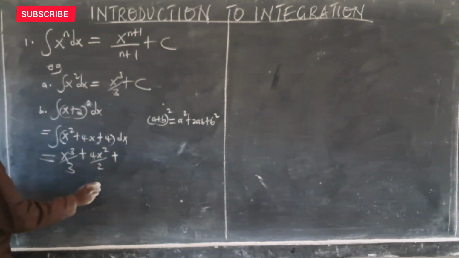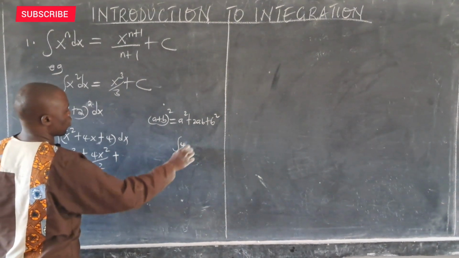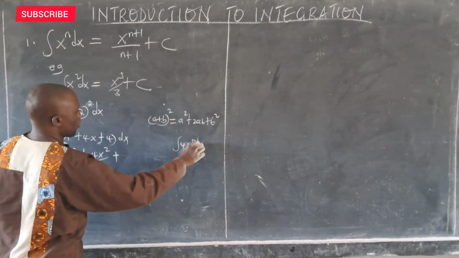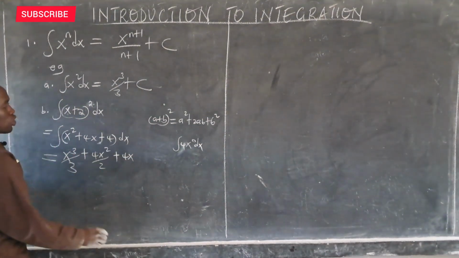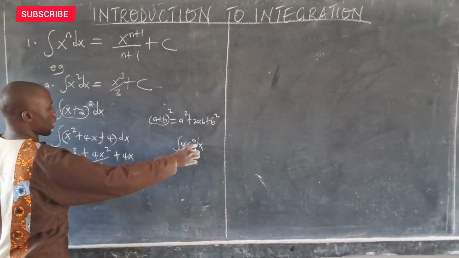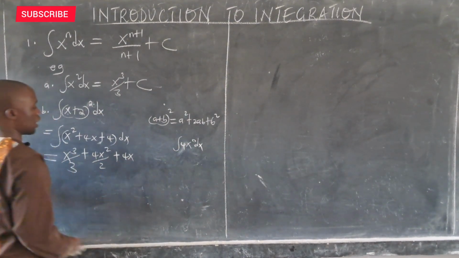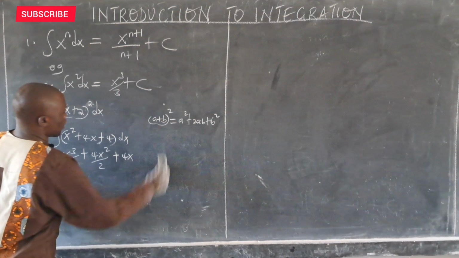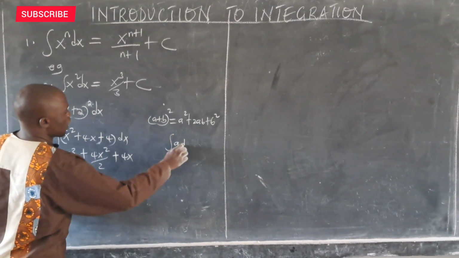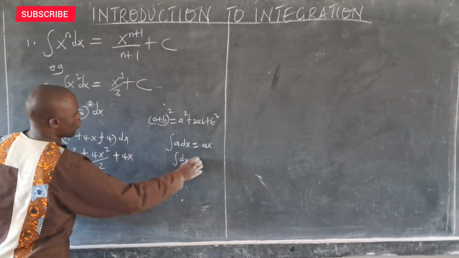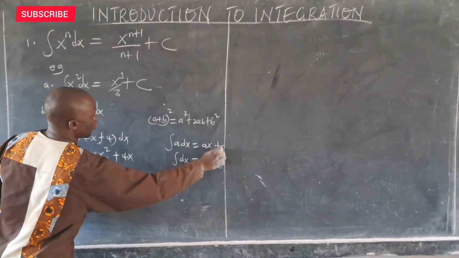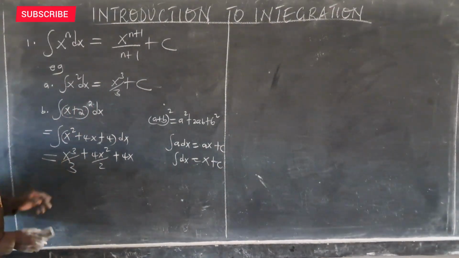So integrating this one, we assume we are integrating a constant with x to the power 0. So how do we handle this? So this will become 4x. So it becomes 0 plus 1, it becomes x over 1. That leaves us with 4x. So integrating a constant dx actually gives you ax. So integrating dx alone will give you x plus a constant. So that's how we have used it here.